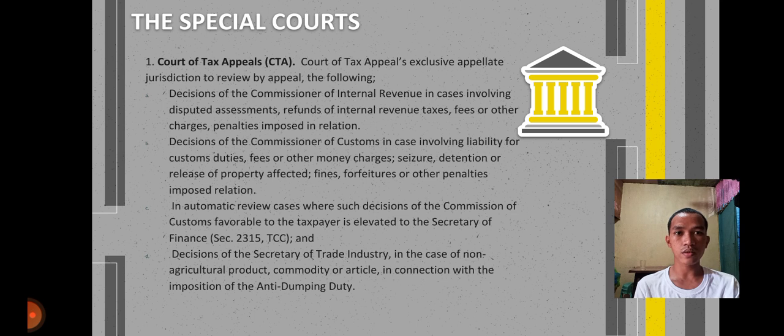And in automatic review cases where such decisions of the Commissioner of Customs are favorable to the taxpayer, evaluated by the Secretary of Finance under Section 2315 of the TCC. And the last is decisions of the Secretary of Trade and Industry in the case of non-agricultural products, commodities, or articles.